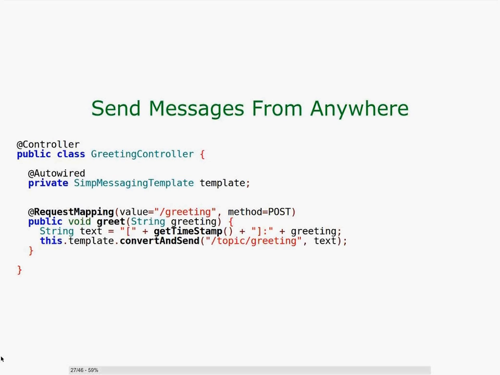In case you wonder, that SIMP prefix stands for Simple Messaging Protocol. For example, STOMP is one example of that. And then the method in this controller is a regular Spring MVC controller method. It's a request mapping for HTTP POST to the URL of greeting, which means that we can have a REST API accepting greetings, and then those are going to be enriched with a timestamp, and then we can use the messaging template to send a message to the message broker.